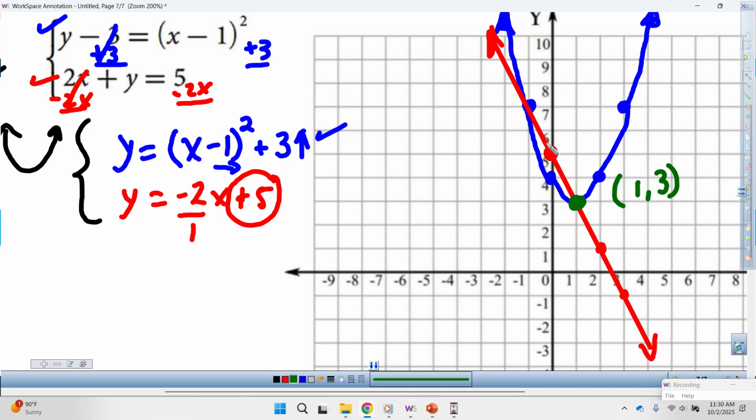The other point that they intersect, it looks like way over here. I'm going to change it to green. And what is that point? -1, 7. I want you to point to it in a different color. If you have green, use green. And label that solutions.